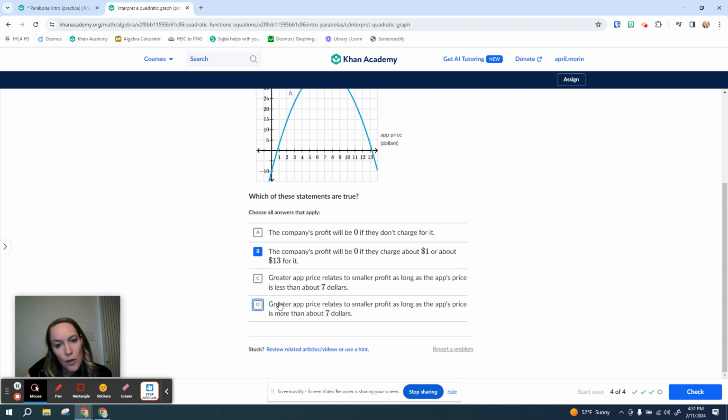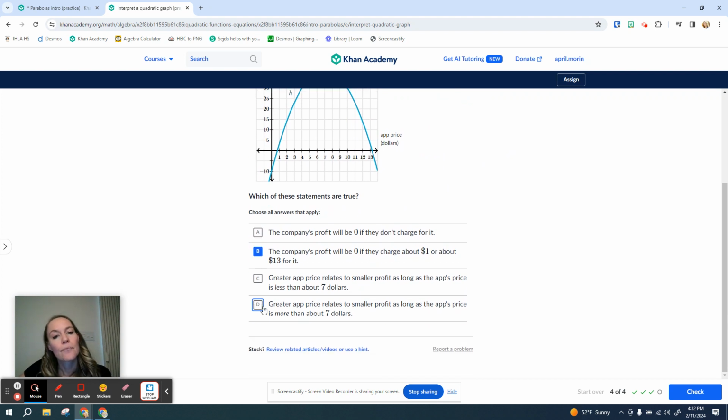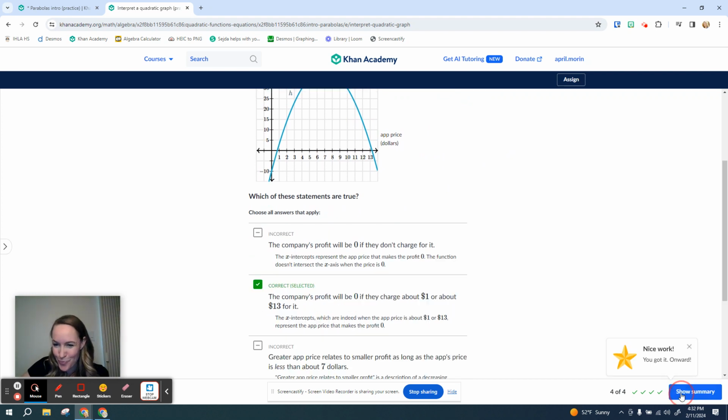Okay. Greater app price relates to smaller profit as long as the app's price is more than about $7. And that's true. If the app price is more than $7, then the more we charge for it, the less profit we're going to make. Okay, so it's just those two.